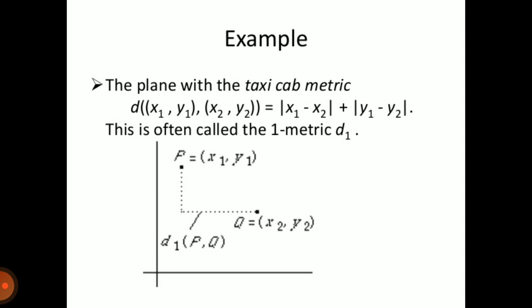Another example, the plane with the taxicab metric. What is that? The distance between (x1, y1) and (x2, y2) is equal to the mod of x1 minus x2 plus the mod of y1 minus y2. This is often called the 1 metric D1. The diagram is enclosed over there.